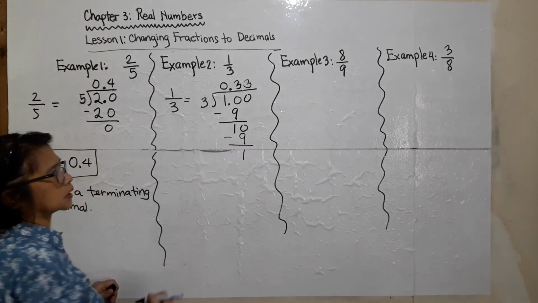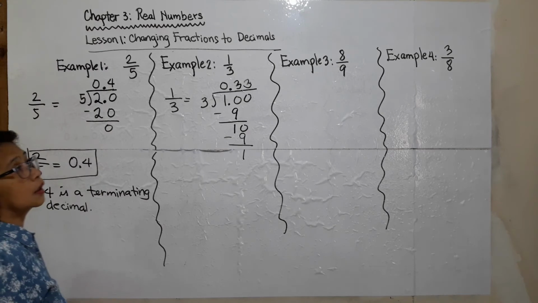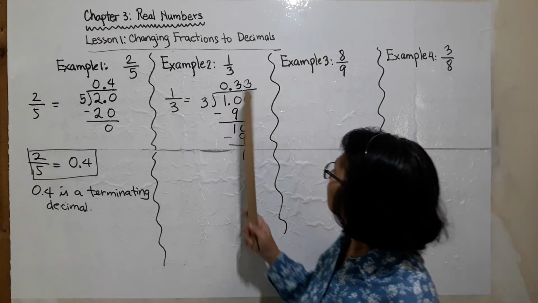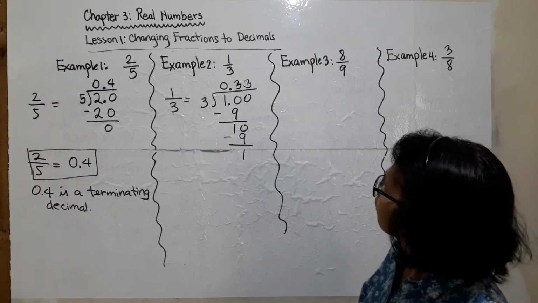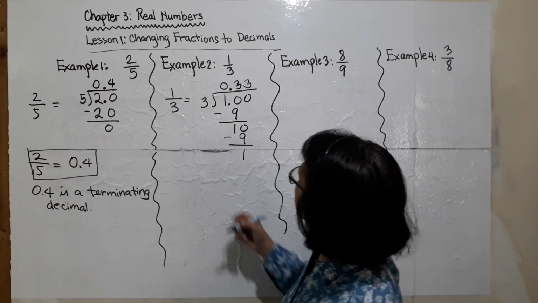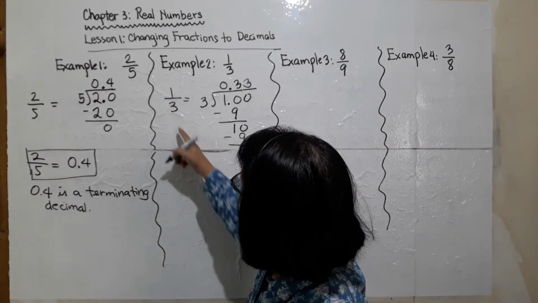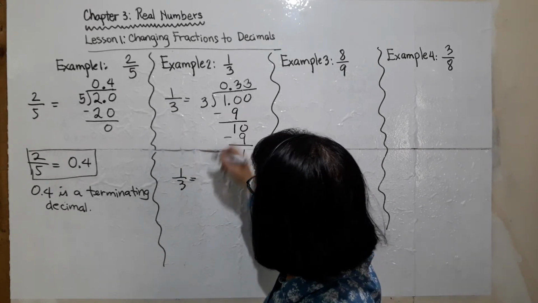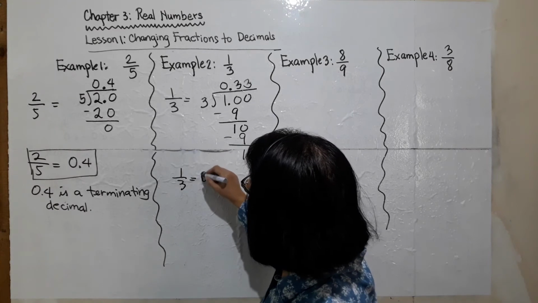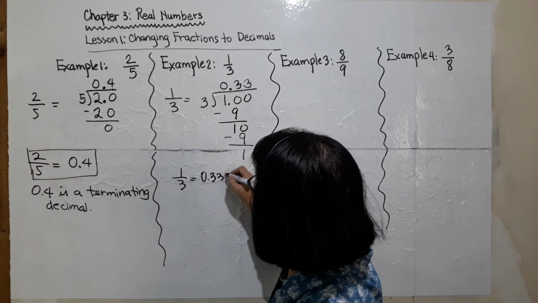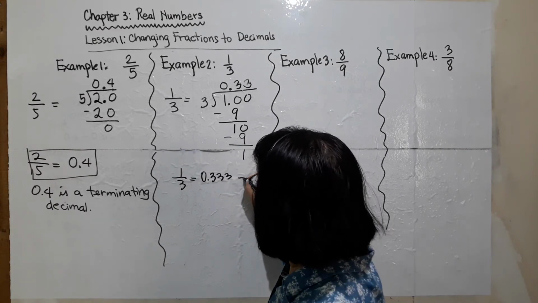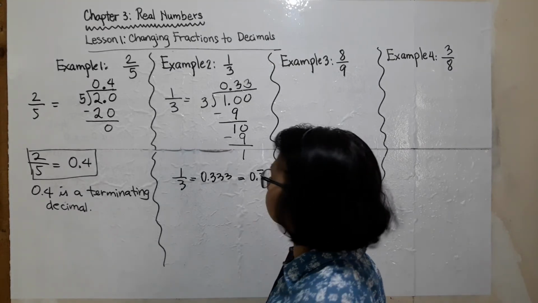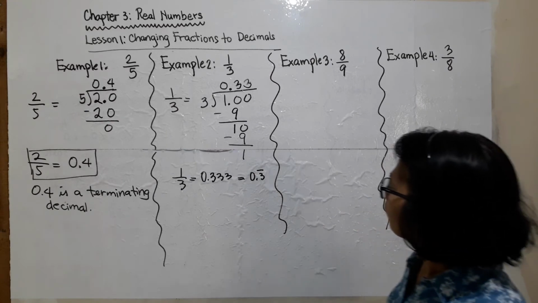What do you notice? The digit in the quotient keeps on repeating. So it only means that 1/3 is equal to 0.333, or 0.3 repeating, this one. Okay?